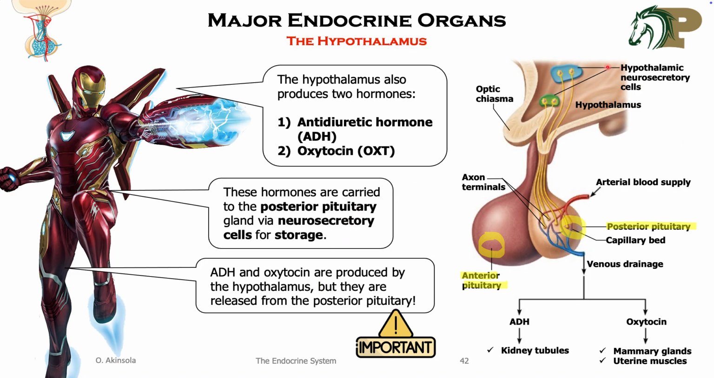You can see over here in this image, the hypothalamus up here. ADH and oxytocin will be produced in these two areas here, and then they will make their way down to the posterior pituitary, which is here, where they are released into venous circulation or venous drainage. ADH will act at the kidney tubules. We'll talk more about what ADH does a little bit later on. Oxytocin will act in two places, the mammary glands and the uterine muscles. We'll talk more about that as well.